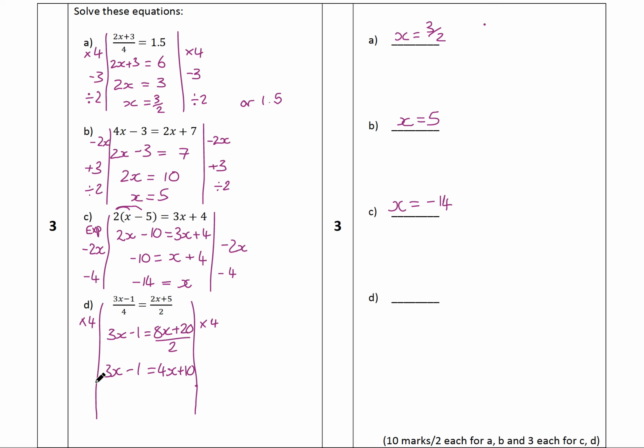Now I'm going to get rid of my 3x because they're my fewest number of x's. And that leaves me negative 1 on the left. Taking away 3x from this gives me just 1x plus 10. And then finally I want to take away the 10, leaving negative 11 equals x. So x equals negative 11.